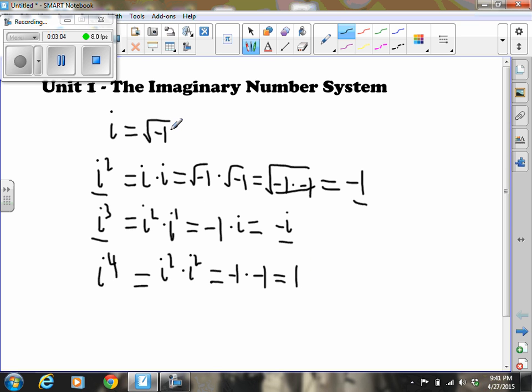Now, it's very important for me to remember these facts. I'll always leave i as i. I'll always replace i squared with -1. I'll always replace i to the third with -i. And I'll always replace i to the fourth with 1.